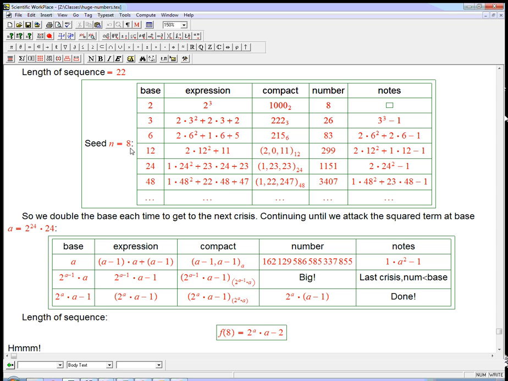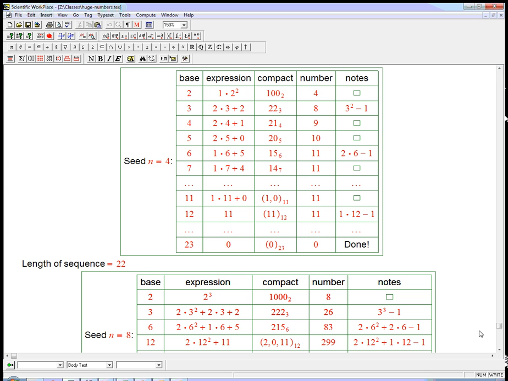Okay, so here's seed n equals 8. Let me hide a little bit of stuff right now. So I've got 1, 0, 0, 0 base 2 for 8. Now the same phenomenon happens. A crisis happens right away. I want to go to 3 to the 3, but I have to subtract 1, so it's really 2, 2, 2 base 3, which is 26. Then 2, 1, 5 base 6. Ooh, I skipped.